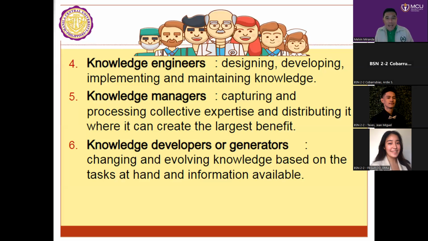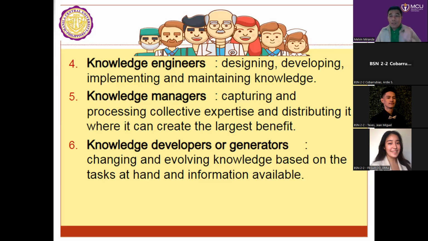Next, knowledge managers. Okay, knowledge engineers will design, develop, and utilize this knowledge. If we're considering managers, let's have the key term: management.